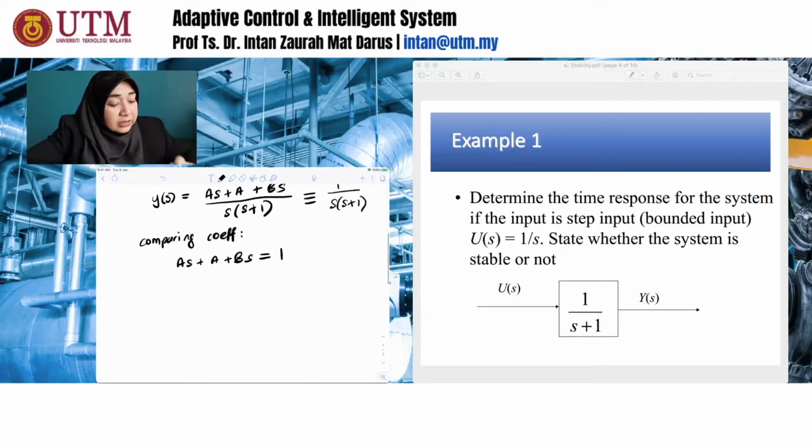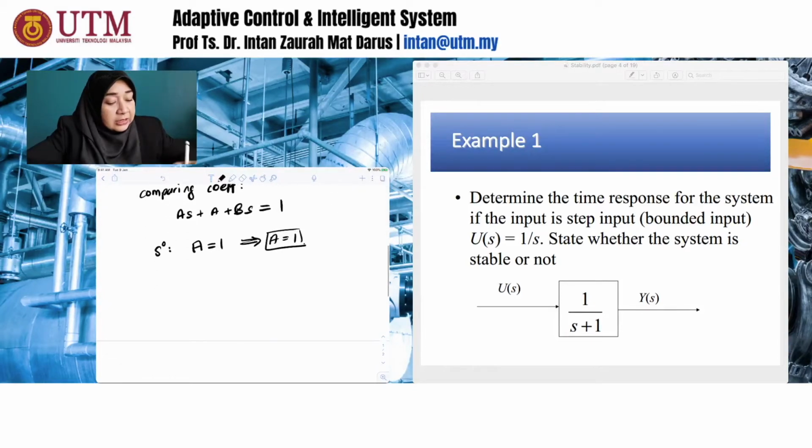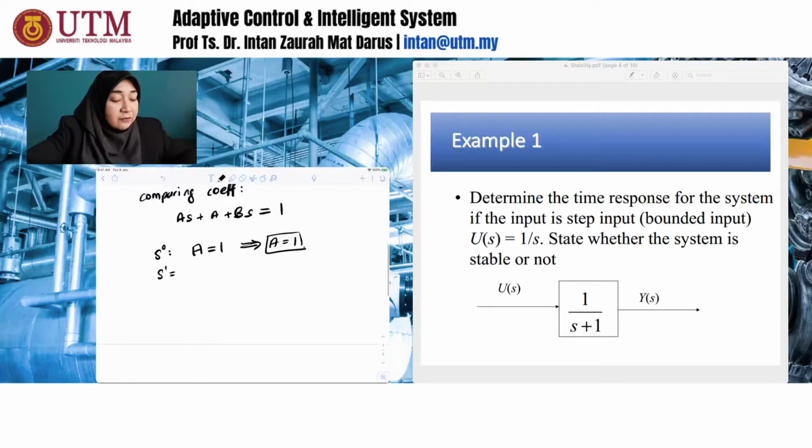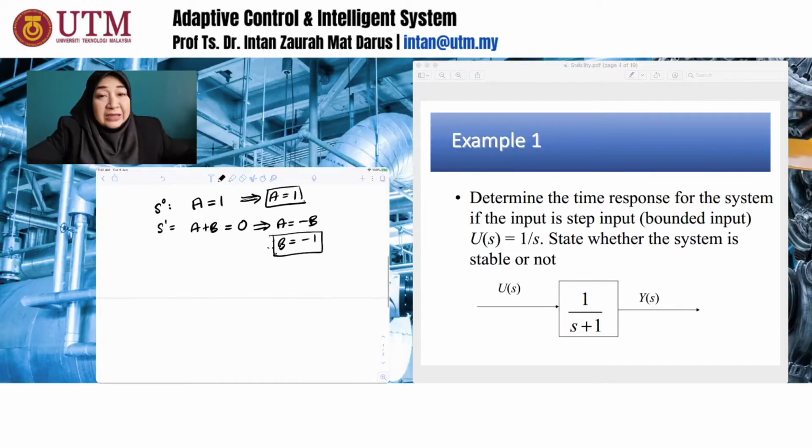Okay, so if I compare s to the power of 0, on one side it will have a, and on the other side it's going to give me 1. Therefore, I straight away know that a is equal to 1. Then if I compare the coefficients of s to the power of 1, on one side I will have a plus b, and the coefficient on the other side is 0. So from there I can tell that a is equal to minus b, therefore b is equal to minus 1.